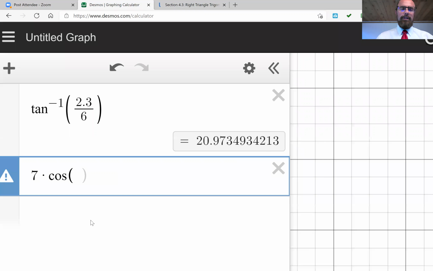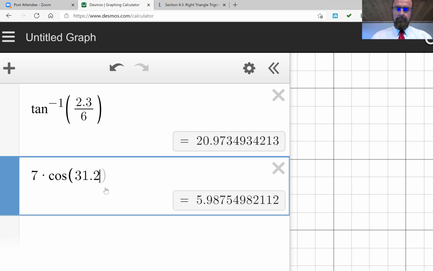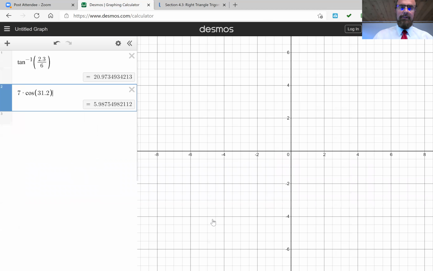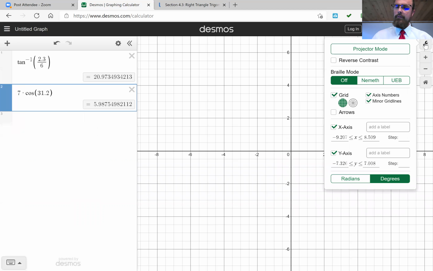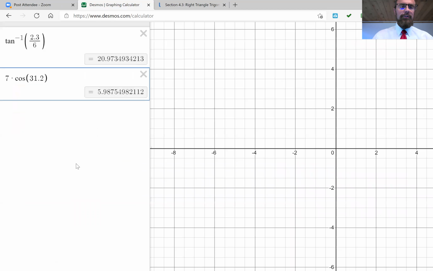We've got the calculator way zoomed out. And then our angle again, let me check again, is 31.2 degrees. Before I finalize, I do want to make sure again that I'm in degrees. I hadn't changed it, but I'll make sure. So that's marked degrees. And so we are good to go.